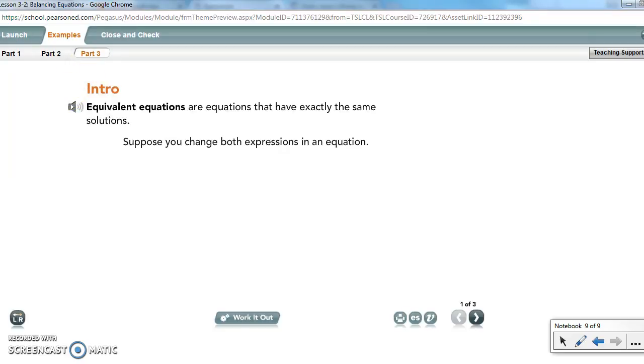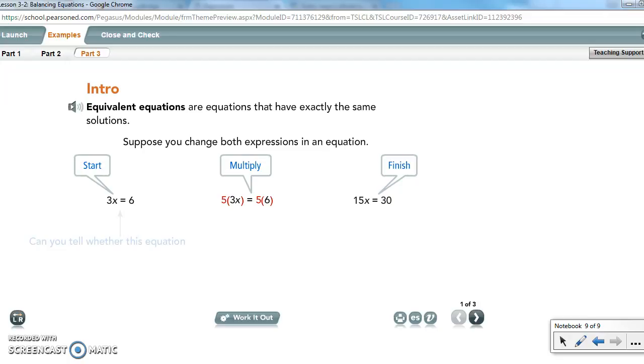Suppose you change both expressions in an equation. Start with the equation 3 times x equals 6. Multiply each side of this equation by 5. Finish by simplifying and end up with this equation. Can you tell whether this equation is equivalent to this equation? Equivalent equations are equations that have exactly the same solutions.